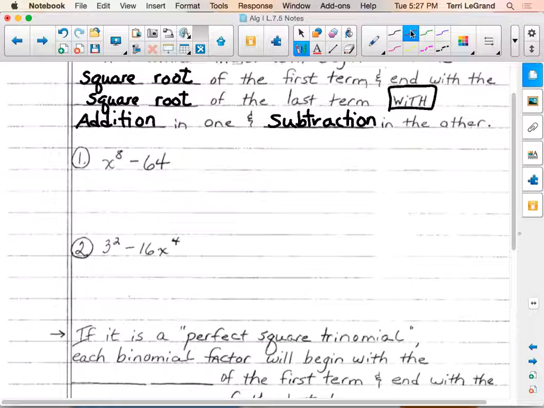So here's how we'll check it out. First thing, you know what I would check first of all: is there subtraction? If it's a binomial, do you have subtraction? It does. So then I'm going to see if I can take the square root of x to the 8th.